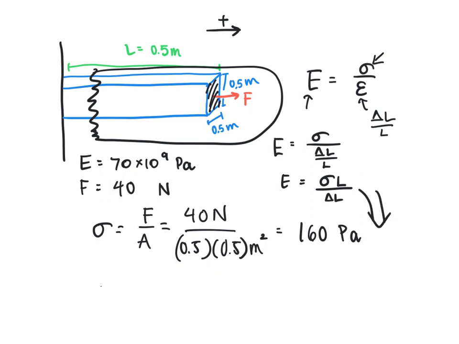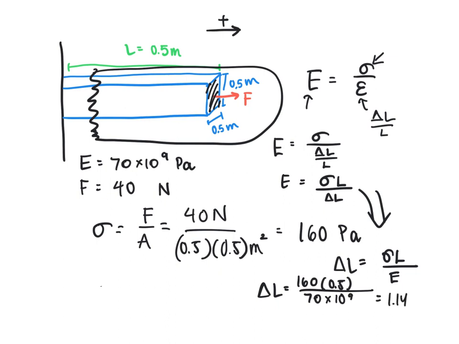We're going to move this down here because we're running a little bit out of room. We know that the change in length is equal to the stress multiplied by the original length divided by the Young's modulus. We could plug things in accordingly. We know the stress is going to be 160, the length is going to be 0.5, and the Young's modulus is 70 times 10 to the 9th. Plugging that into a calculator, I get that it's 1.14 times 10 to the negative 9 meters.